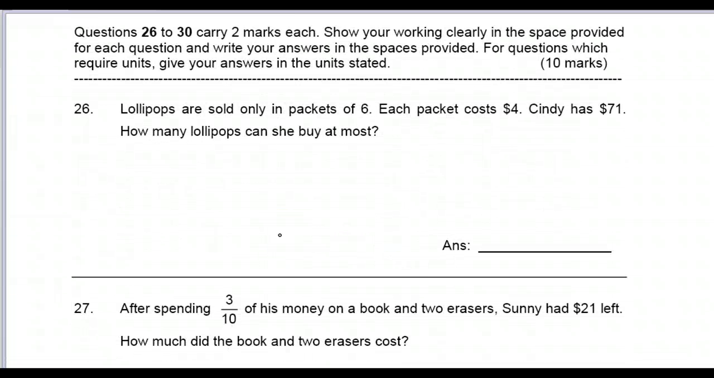Question 26. Lollipops are sold only in packets of 6. Each packet costs $4. So remember, it's only in packets of 6. Cindy has $71. How many lollipops can she buy? From here, I know that altogether she has $71 and one packet costs $4. So I take 71 divided by 4, and I would have 17 packets and a remainder of $3.